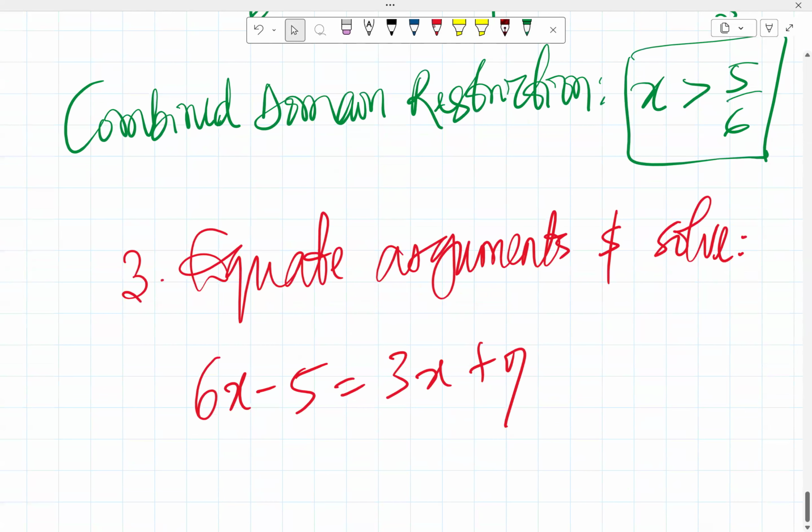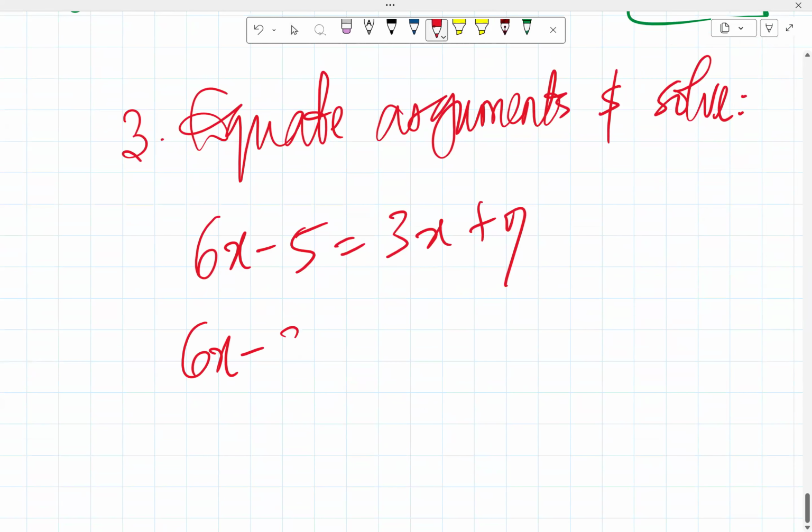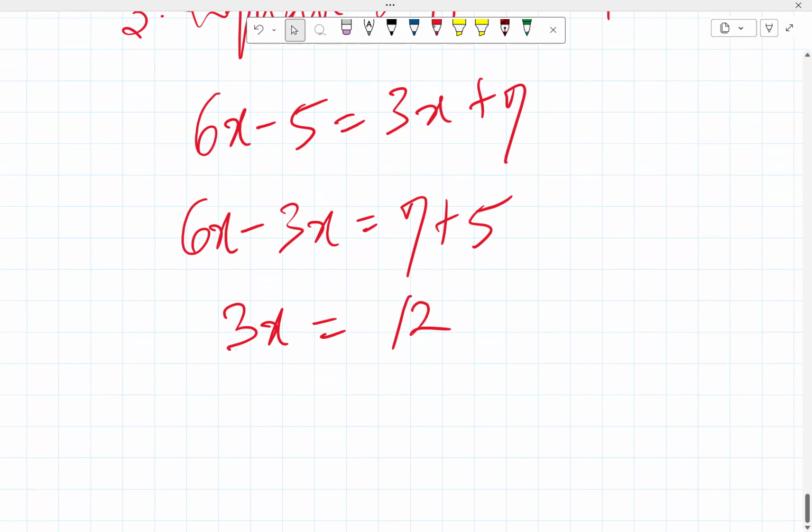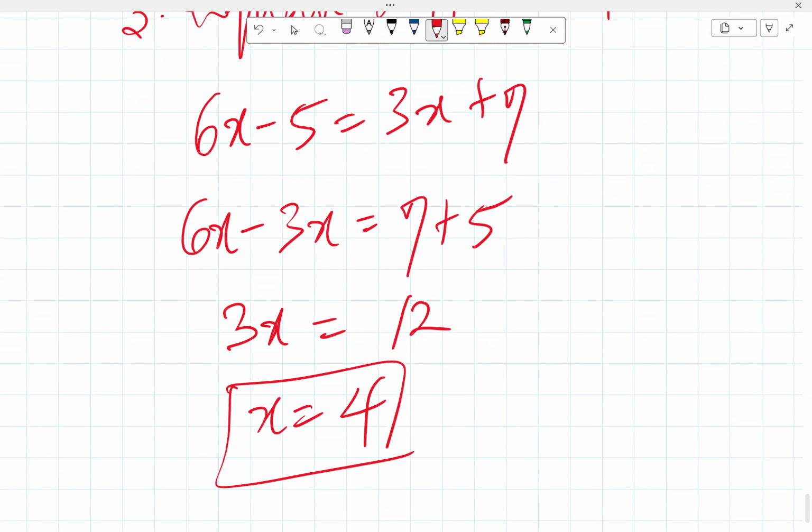All right. So we collect like terms. So we have 6x minus 3x equals 7 plus 5. So that means we have 3x equals 12, and that means x is equal to 4.